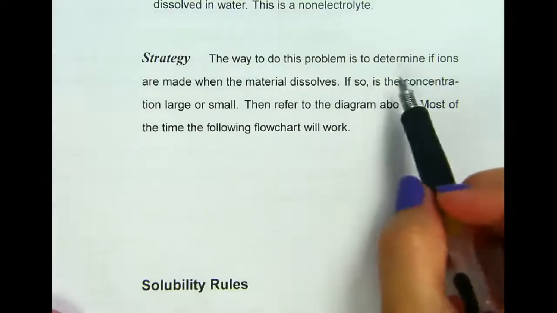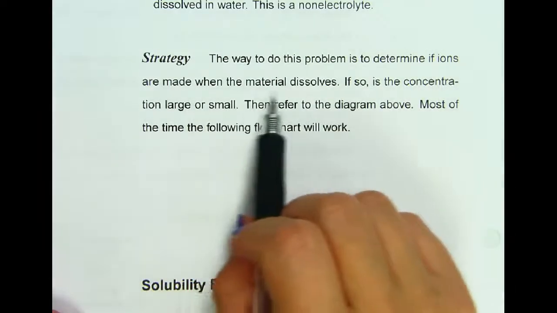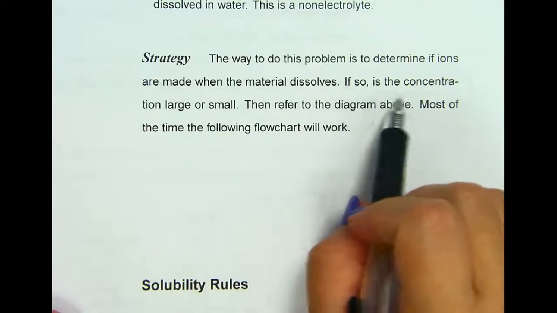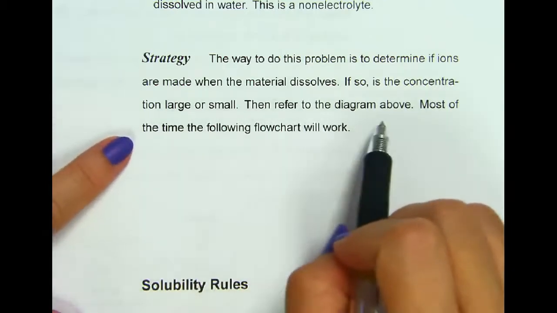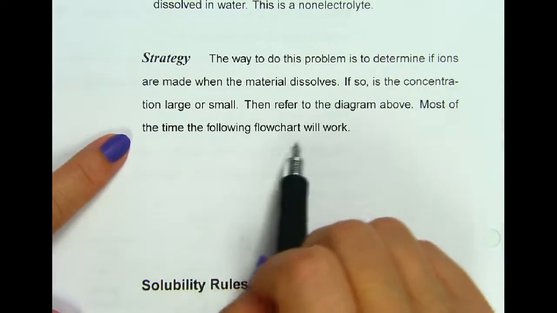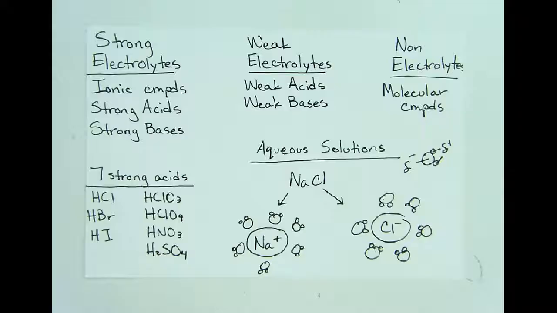So the way to do this problem is to determine if ions are made when the material dissolves. If so, is the concentration of the ions large or small? Then refer to the diagram. Most of the time, the following flowchart will work. Now you can pause the video.